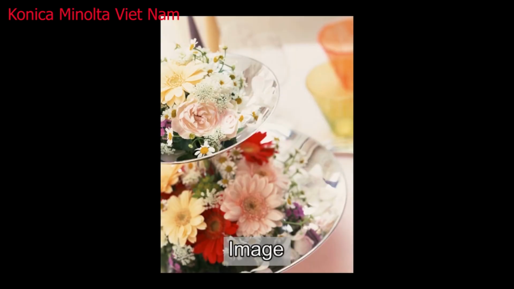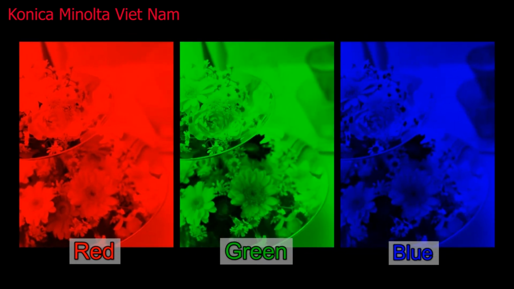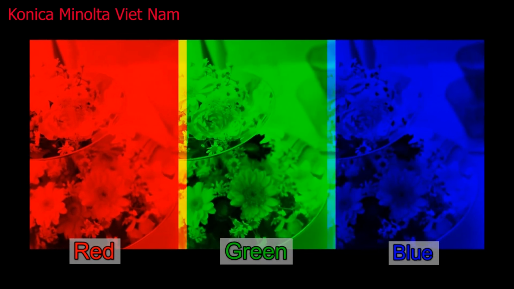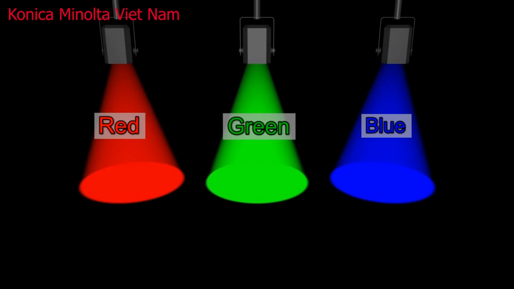The RGB color model consists of three colors: red, green, and blue. By combining these three colors, it is possible to create all colors which exist in the natural world. Let's try actually combining the colors.